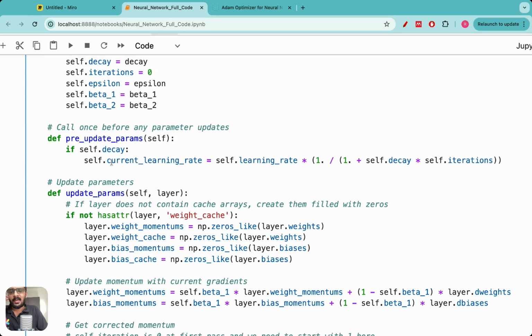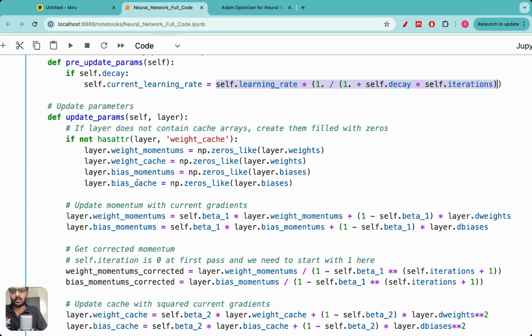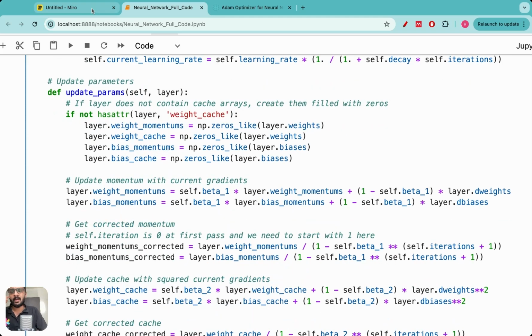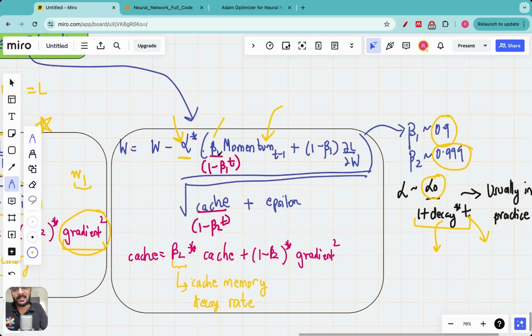And so the current learning rate is just alpha naught divided by 1 plus decay into time. The main update is happening in this update params method. So we are maintaining a separate parameter for the weight momentums, weight cache, bias momentum, and the bias cache. And as I have noted before, the momentum is going to be defined as beta 1 into previous momentum plus 1 minus beta 1 into current gradient.